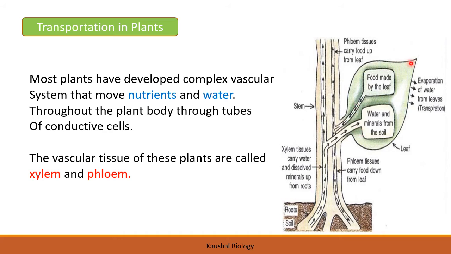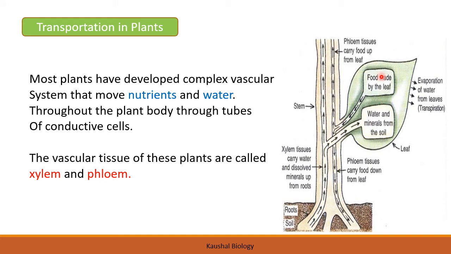This is leaf. This is leaf. In the leaf what happens? Photosynthesis takes place. When photosynthesis takes place, what is going to be synthesized there? They will synthesize food. So water and minerals will be transported to the leaf through the xylem tissue. Now the leaf is going to make the food.